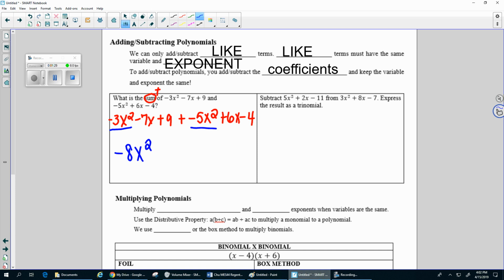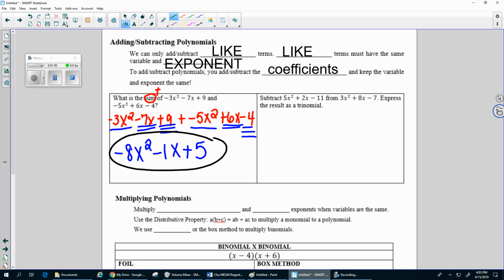Okay, let's keep going. -7x, what can I combine that with? Well, that only has a variable of x. It has an exponent of 1. I see that again down here with +6x. So -7 plus +6, that gives you -1x. And then we have +9 and -4. Those combine to give us +5. I like to underline as I go because that way I know that I've used all of our terms. That's our final answer. Let's take a look at our next problem.